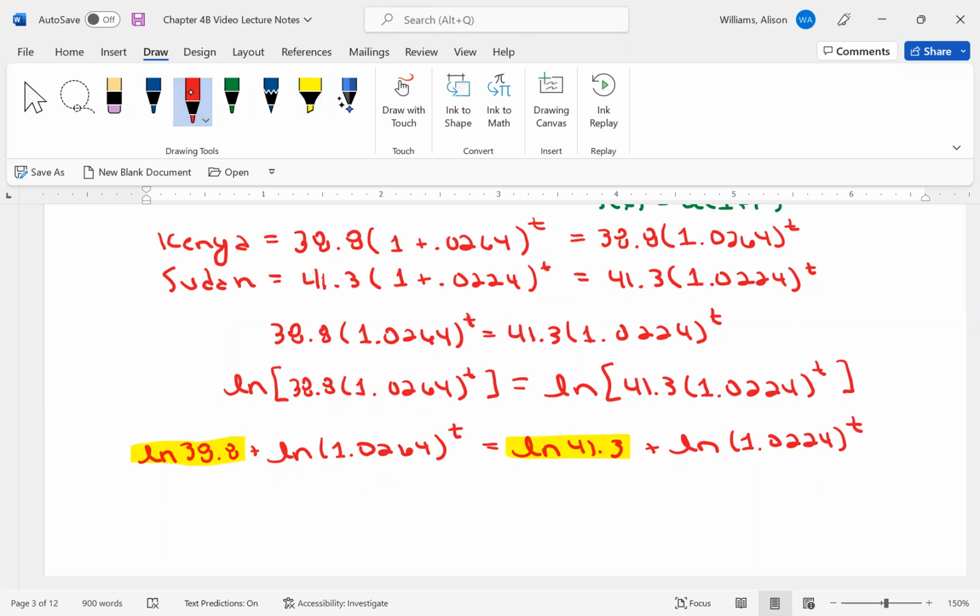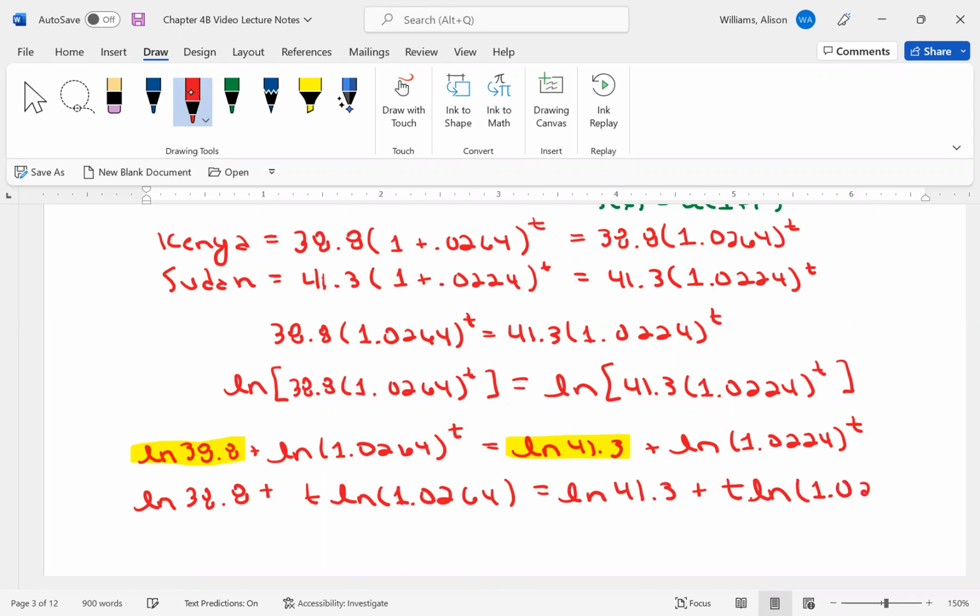The way I'm going to do that is I'm going to bring those t's down from the exponents, which was the whole point of doing these natural logs, or any log for that matter. I want to make sure that that's a plus sign and it looks distinctive from the t. Natural log of 1.0264, natural log of 41.3 plus t times the natural log of 1.0224.